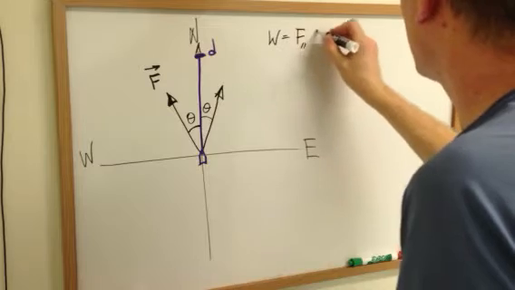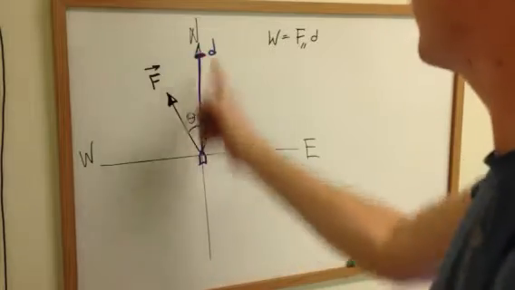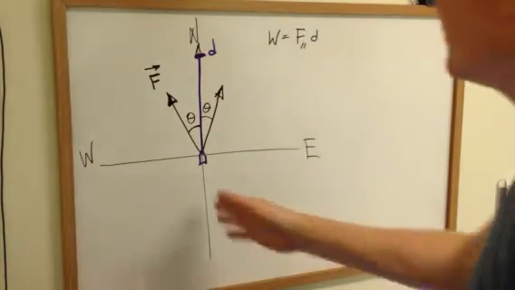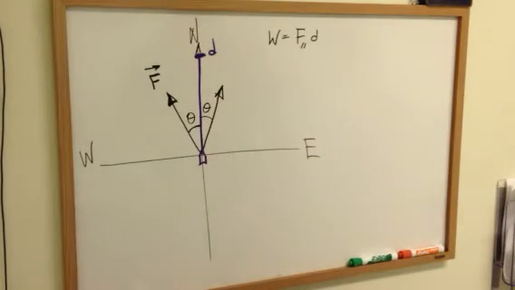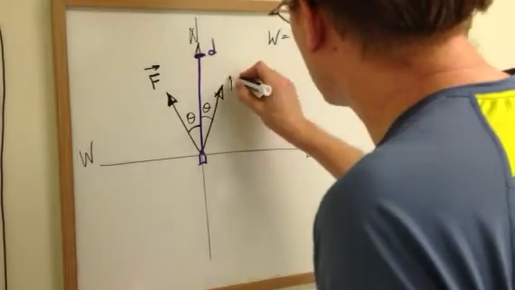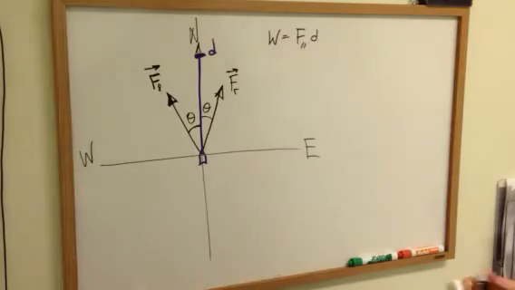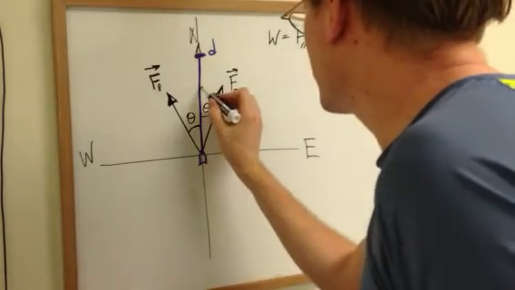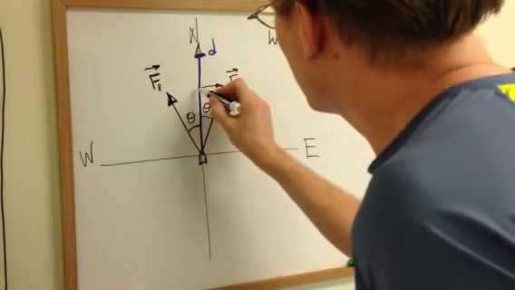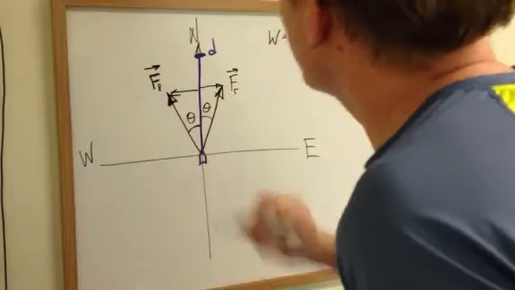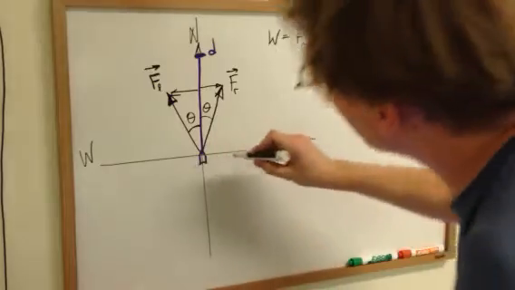force parallel times distance. So only the force in the same direction as this distance, the distance the tanker's actually moved. So the whole force on the left and the whole force on the right are not going to contribute, because some of this force to the right is going to be eastward, some of this force on the left is going to be westward, and that part of their force is going to be wasted. In fact, it's going to be balancing each other out.